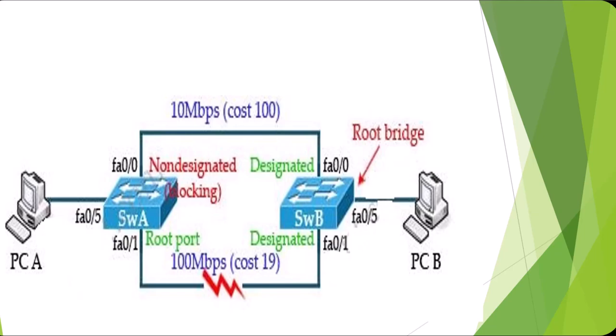Switch A will wait for the max age seconds before it begins to transition fast from blocking. Then it goes to the listening state, and in the listening state it must wait for the forward delay seconds to move to the learning state, and then it will continue to wait for more forward delay seconds, and if no BPDU is received, it is then placed in forwarding state. So after that, this non-designated or blocking port will be put into forwarding state.